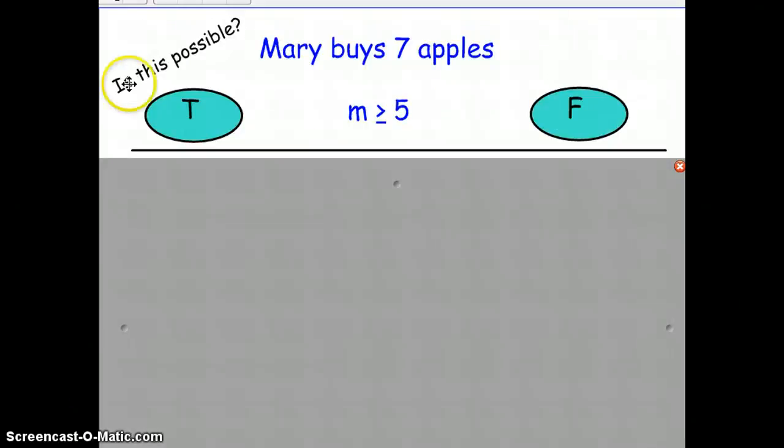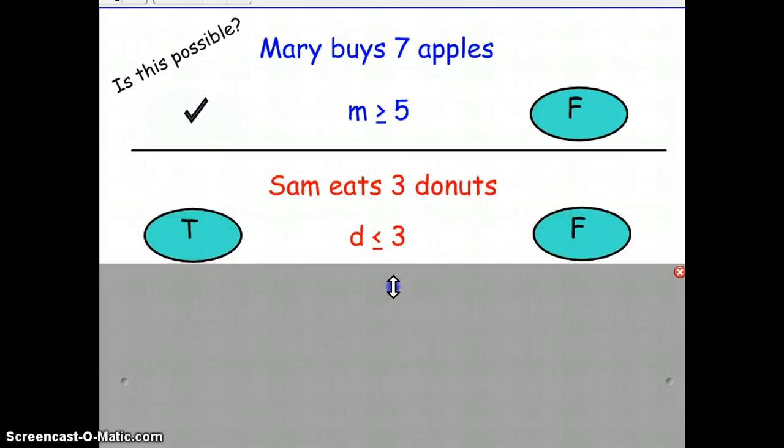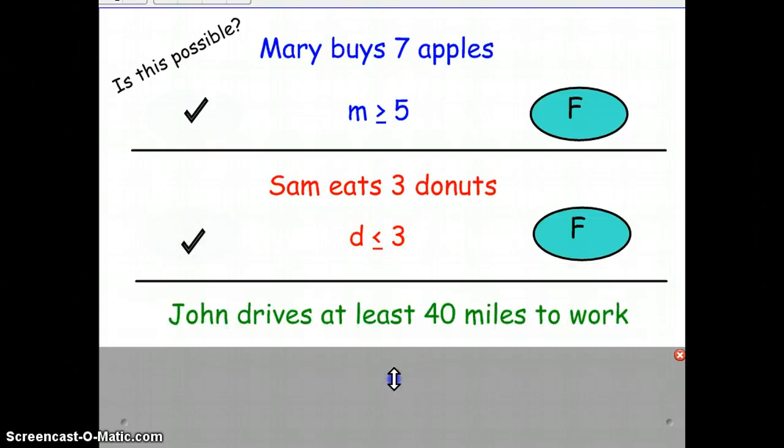All right, moving on. True or false? Mary buys 7 apples. So Mary buys greater than or equal to 5 apples. Is that true? Yeah, because she buys 7. So yes, she can do that. All right, let's look at our next one. Sam eats 3 donuts. Okay, so it could equal 3, and Sam eats 3. So that is a true statement. He could eat 3, or he could eat less than 3.